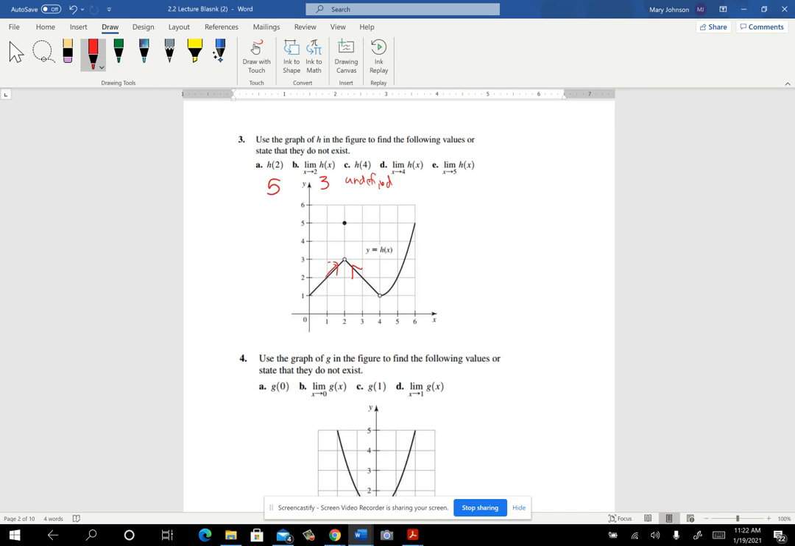Okay, doesn't exist. Okay, the limit as x approaches 4, from the right or from the left, would equal 1. And then the limit of h of x as x approaches 5, we would look right here, and whether you're coming from the left or right, it would equal 2.